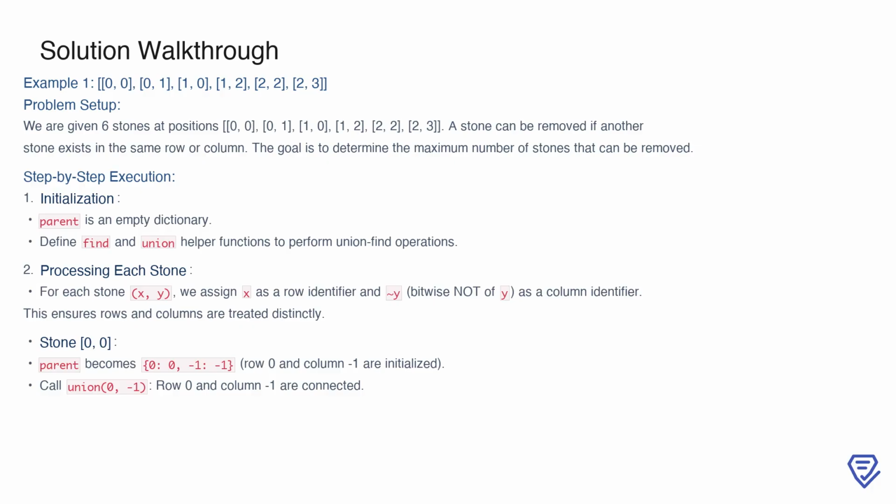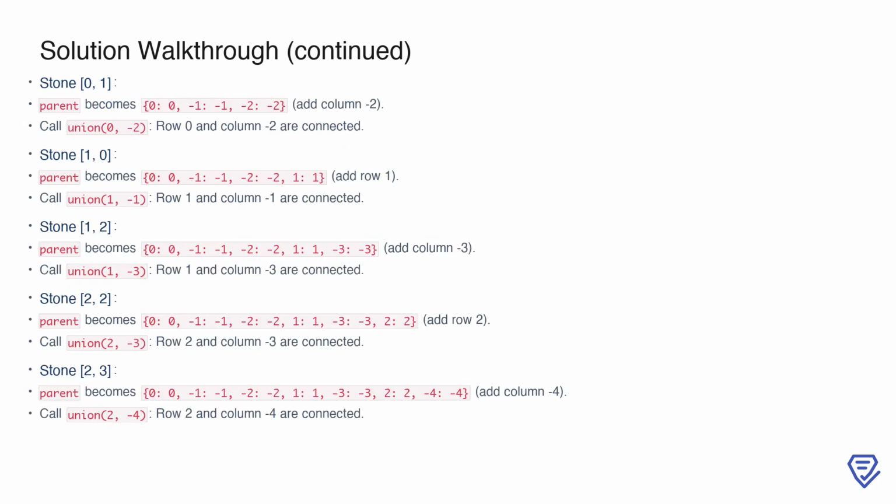For the first stone at 0, 0, we add row 0 and column -1 to the parent dictionary and connect them using the union function. This marks the row and column as part of the same connected component. Next, for the stone at 0, 1, we add column -2 to the parent dictionary and connect row 0 to column -2, linking this stone to the existing component.